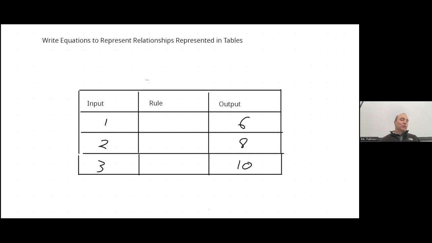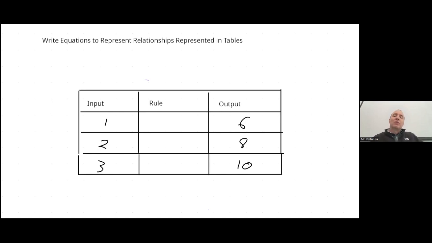So here you have one that's a little bit trickier, okay? Because I can go, okay, well, 1 times 6 equals 6, so I could do that. But 2 times 6 doesn't equal 8. Okay, so that doesn't work. What about 1 plus 5 equals 6? Okay, great. But 2 plus 5 doesn't equal 8 either. So this gets a little trickier. So what am I going to do? Well, you're going to have to do more than one operation.